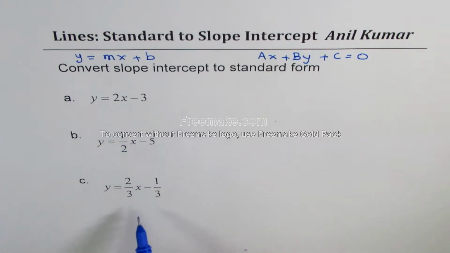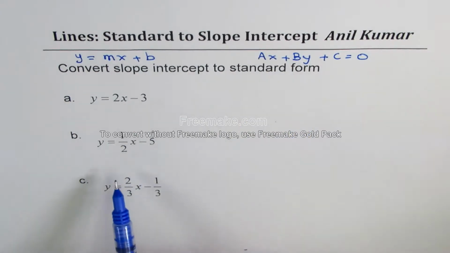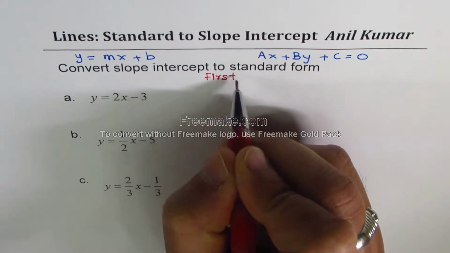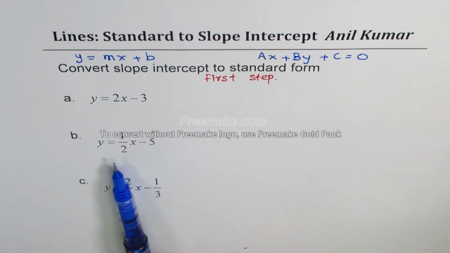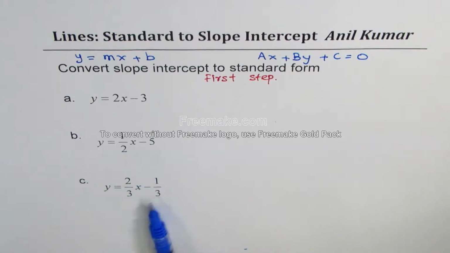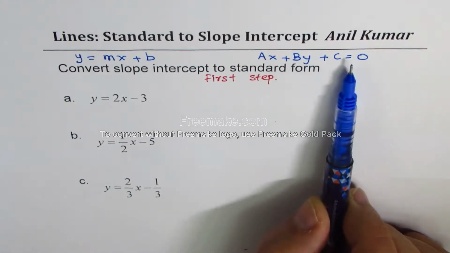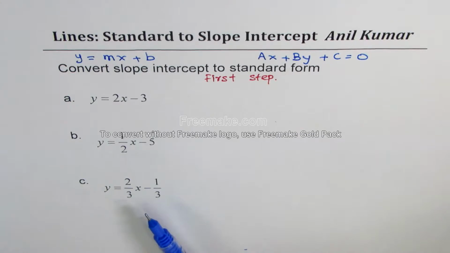We are given three equations in slope-intercept form. We would like to convert them to standard form. The steps are like this. The first step is to avoid fractions. You see, in the last two examples, we have something in the denominator. As I said, in standard form, we normally do not have fractions or decimal numbers, right? So, especially in such exercises, we will get rid of fractions. That is the first step.